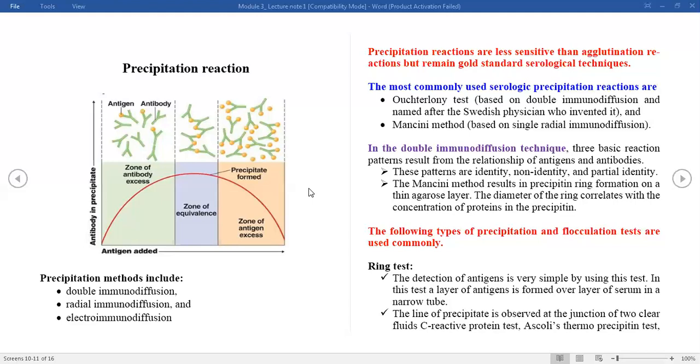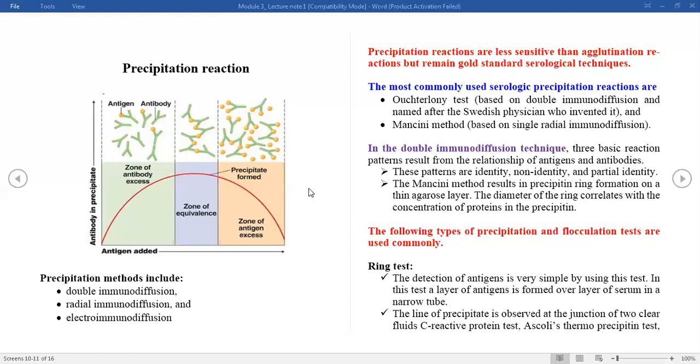Precipitation reactions are less sensitive than the agglutination reaction we have already discussed, but this remains a gold standard in serological techniques because this particular technique is very important. The most commonly used methods are the Ouchterlony test, which is based on double immunodiffusion and named after the Swedish physician who invented it. The second one is the Mancini method. It is based on single radial immunodiffusion.